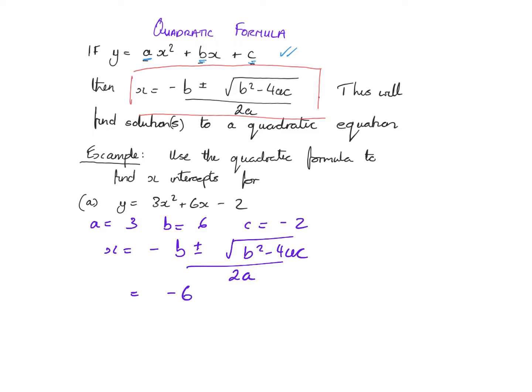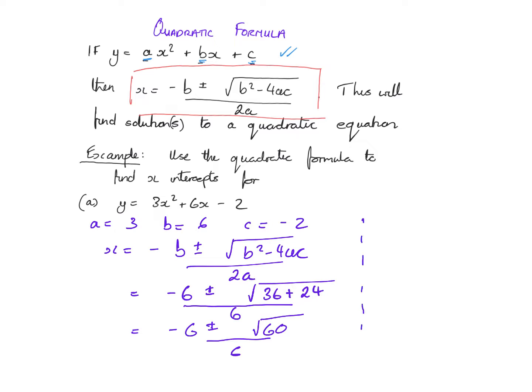Minus b, so minus 6, plus or minus, again, b squared is 36, minus 4 times a times c. 4 times 3 is 12, times 2 is 24. 2 minuses make a plus. So it's 36 plus 24, all divided by 2a. Again, 2 times 3 is 6. Let's simplify that a little bit. So we have minus 6 plus or minus the square root of 36 plus 24, that's 60, over 6.